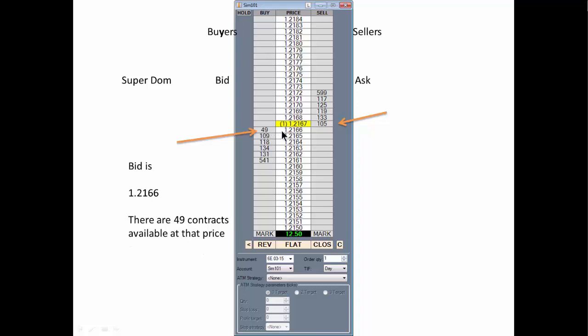So we have the number of contracts available, plus we have the highest price here, which is the bid at 1.2166. Now on the opposite side, what is the ask? Well, the ask is 1.2167, and we know that there are 105 contracts at that price. That is how you can determine what the bid and the ask are and how much is available at each of those prices. I know this is really going to help you with your trading.